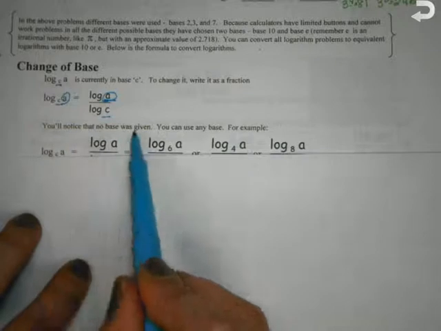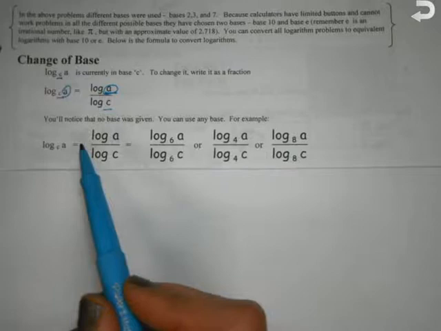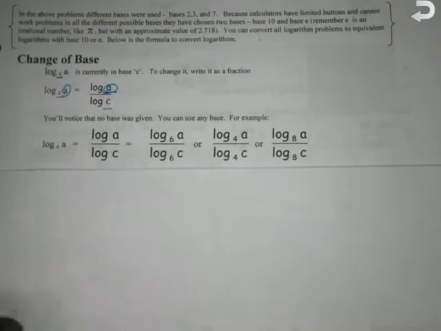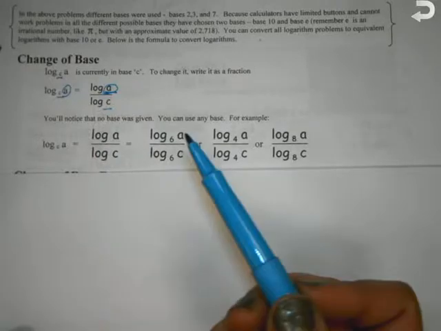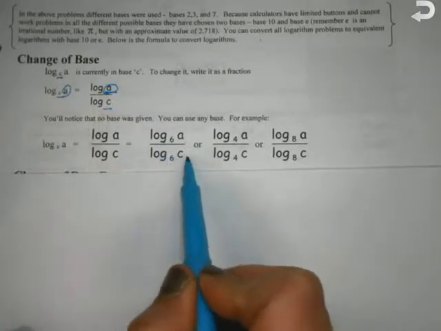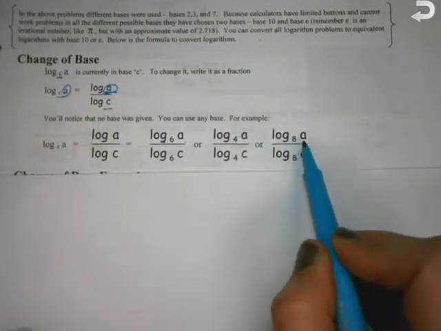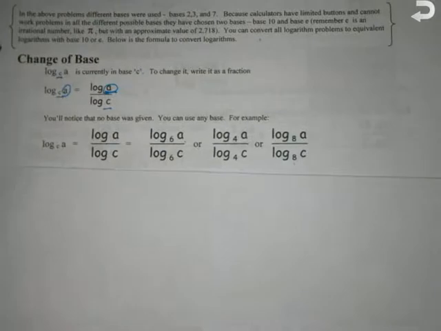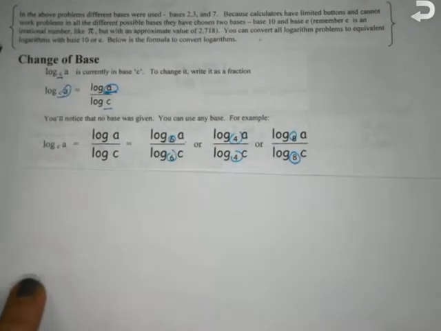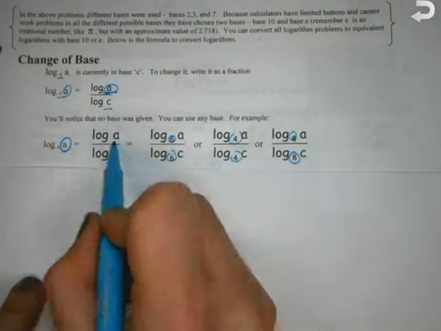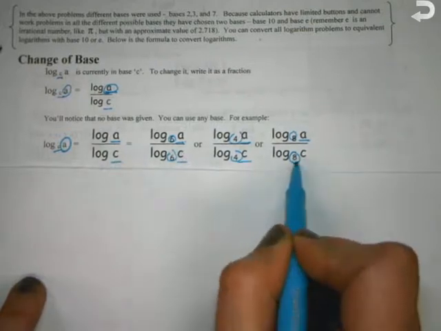Okay? So, you'll notice no base is given. We can use any base. So, for example, if I have log base c of a, I can apply the change of base formula and give it any base I want. I can rewrite it log of a over log of c, but that's the same as log base 6 of a over log base 6 of c, or log base 4 of a over log base 4 of c, or log base 8 of a over log base 8 of c. It does not matter. We can pick any base we want to. The only thing we have to remember is that this number will always go on top, and your base will always go on bottom of the fraction. But that's your change of base formula.